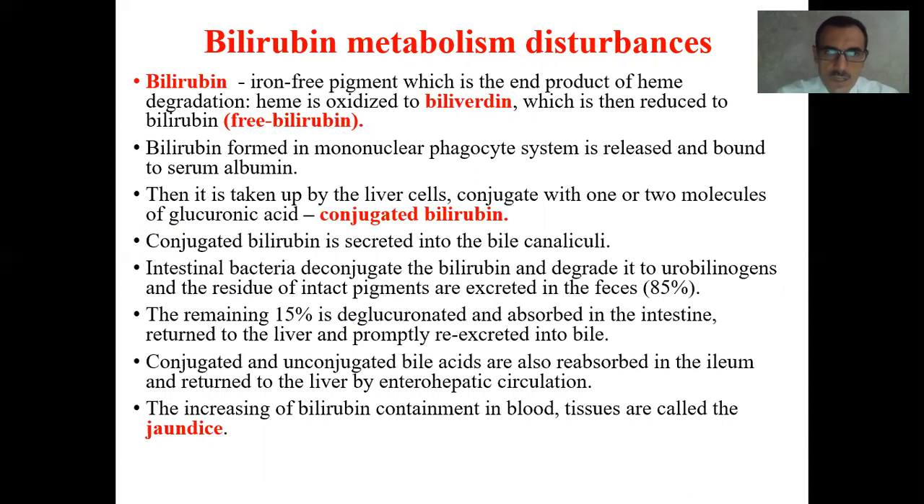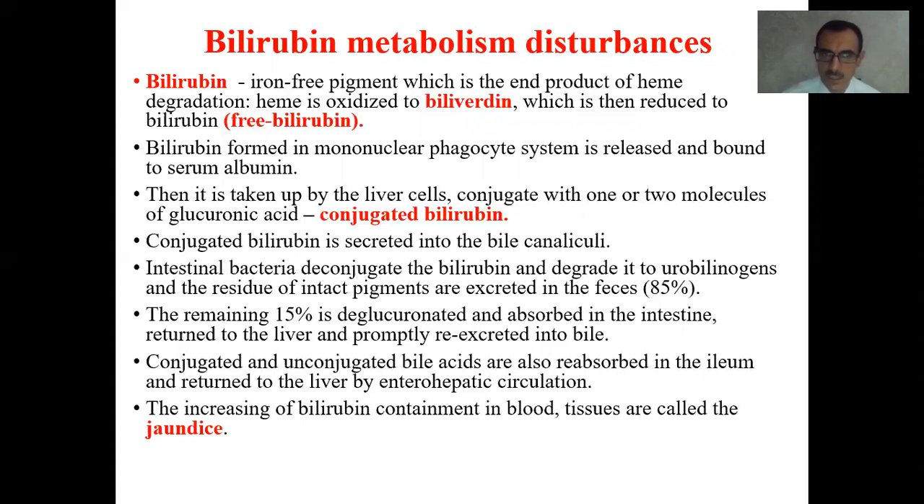Bilirubin is an iron-free pigment, which is the end product of heme degradation. The heme is oxidized to biliverdin, which is then reduced to free bilirubin. The bilirubin formed in the mononuclear phagocyte system is released and bound to serum albumin. Then it is taken up by the liver cells and conjugated with one or two molecules of glucuronic acid, which we call conjugated bilirubin. The conjugated bilirubin is secreted into the bile canaliculi.